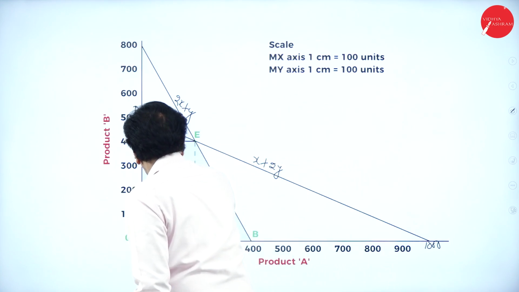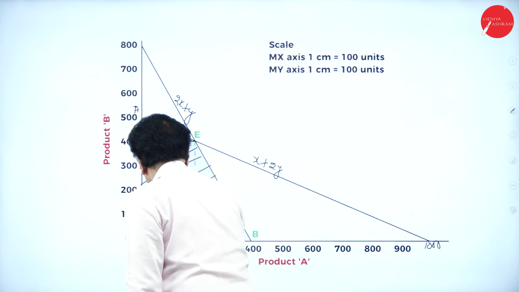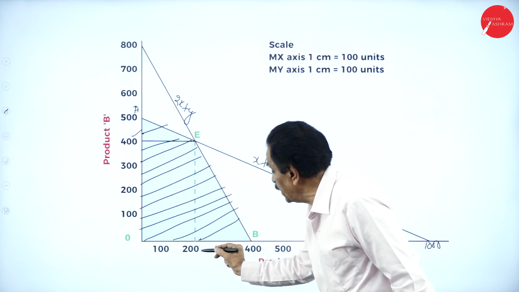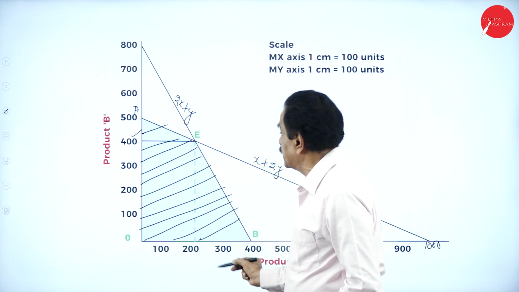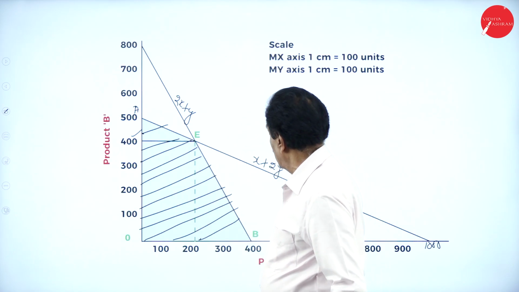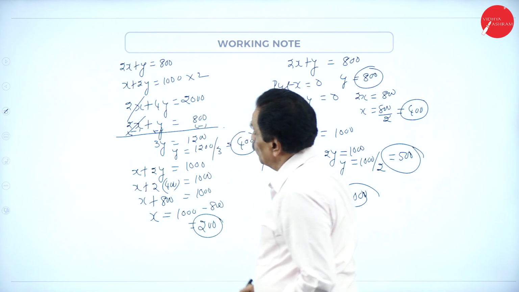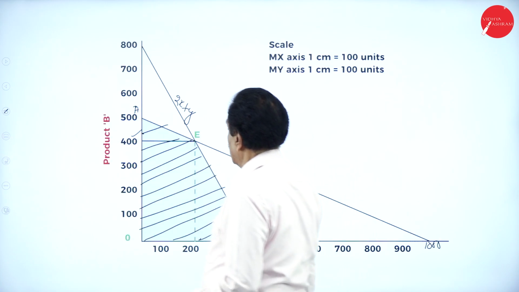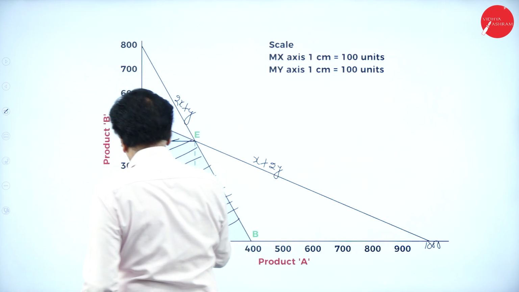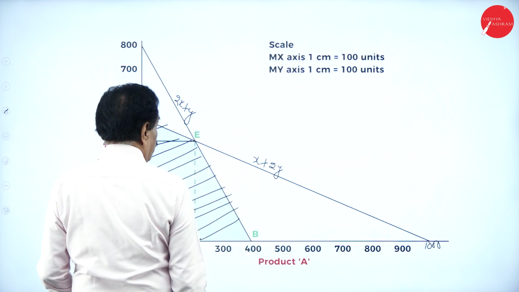These are the values. As per the solution, you got 200 on the x-axis and 400 on the y-axis, and it has come perfectly. The cut here is the E value. I solved the equation and put the values there. So now take the four points: O, A, E, B. What is this? The feasible region, O, A, E, B.